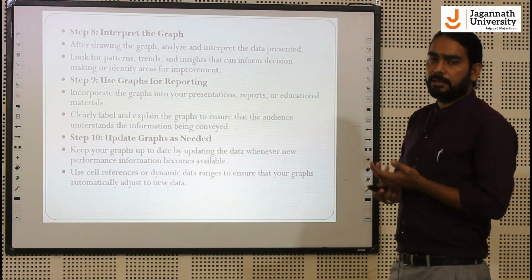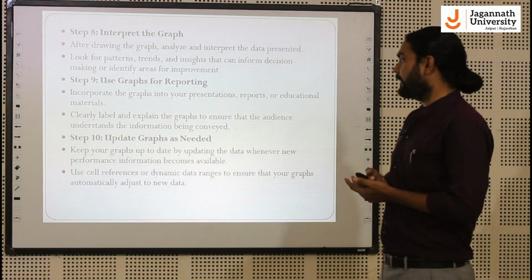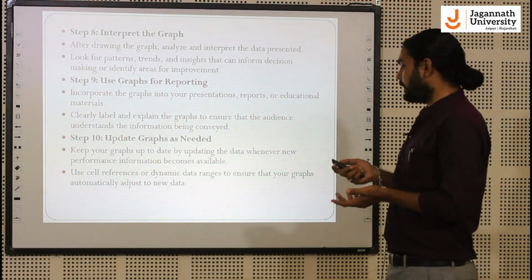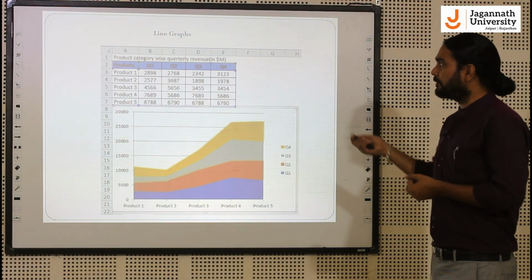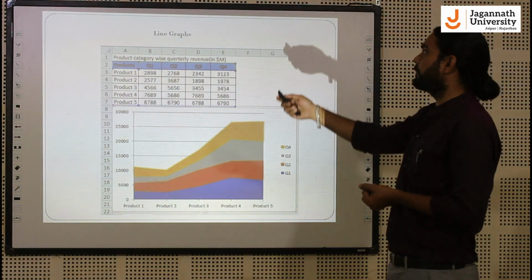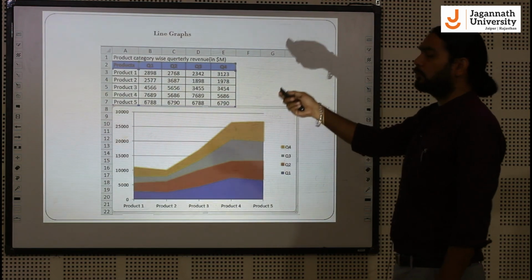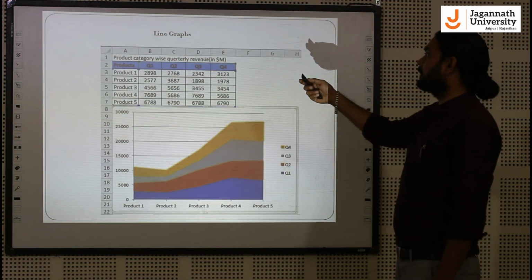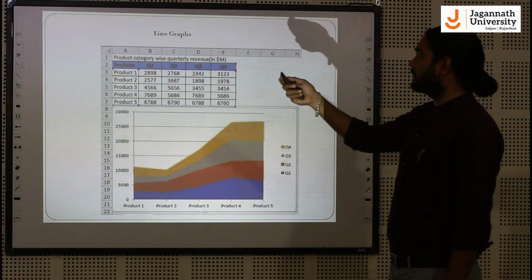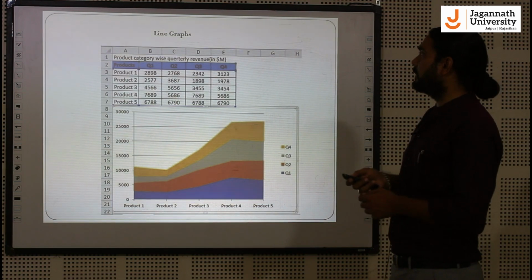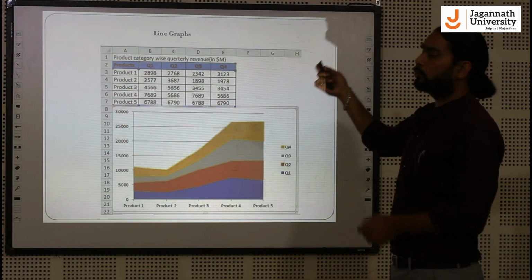If data is updated in the student chart, student score, student grade, then we will update our data and the graph is automatically updated. For example, this is for the line graph. Here is some information given about the products in the form of columns: Product 1, Product 2, Product 3 and Product 4. Then Q1, Q2, Q3, Q4. In the rows there are values according to the product category-wise quarterly revenue. This is quarter 1, quarter 2, quarter 3, quarter 4.